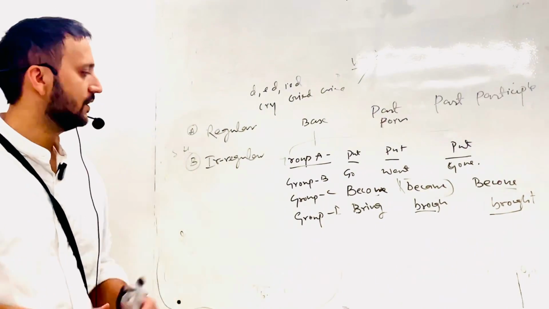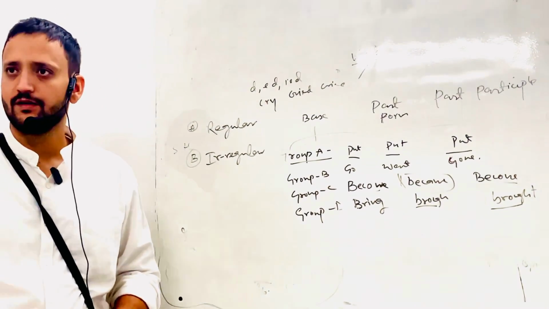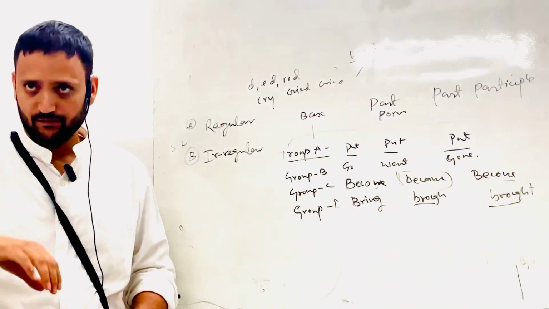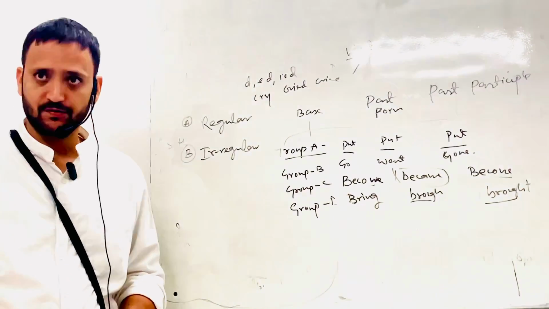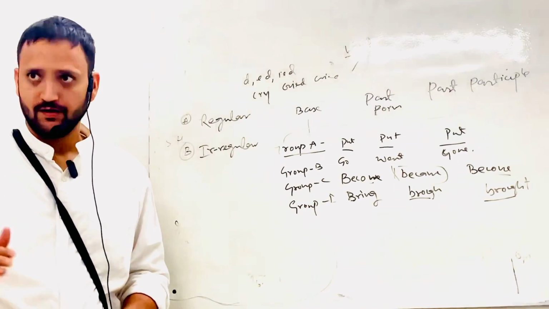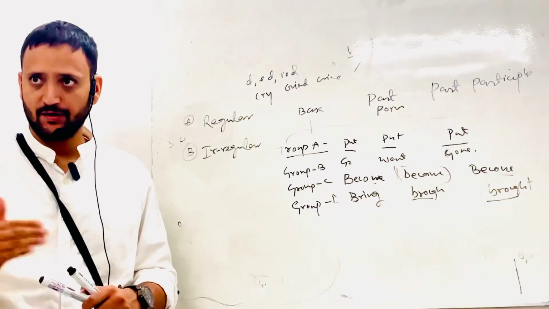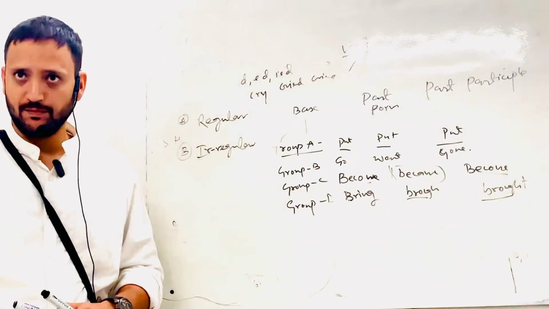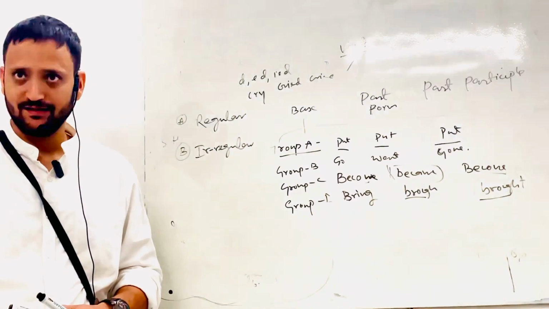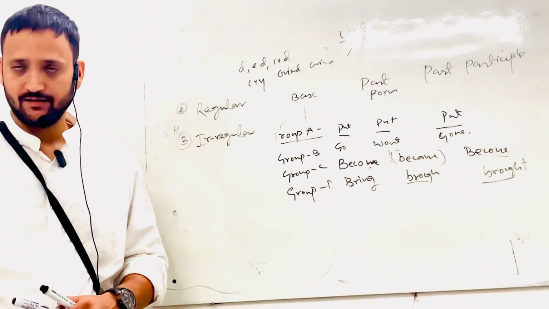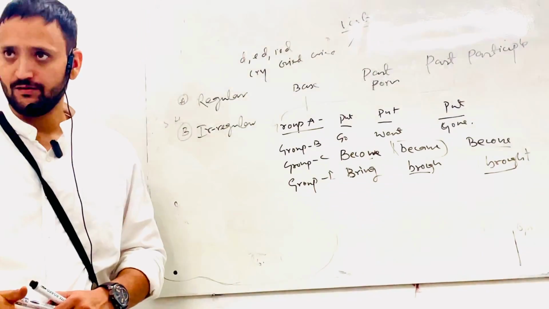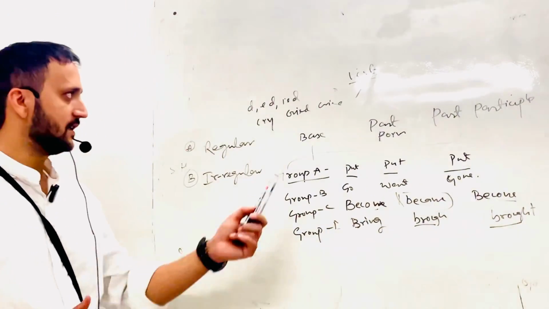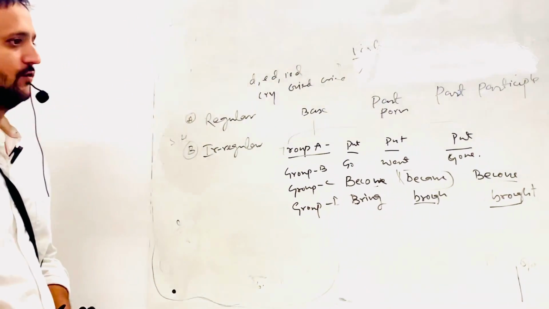But in all other words, if we look at their forms, all forms are dissimilar. There is no similarity amongst them. Like go, went, gone. Similarly, drink, drank, drunk. Right? All these forms are dissimilar. So that's about the forms of verb.